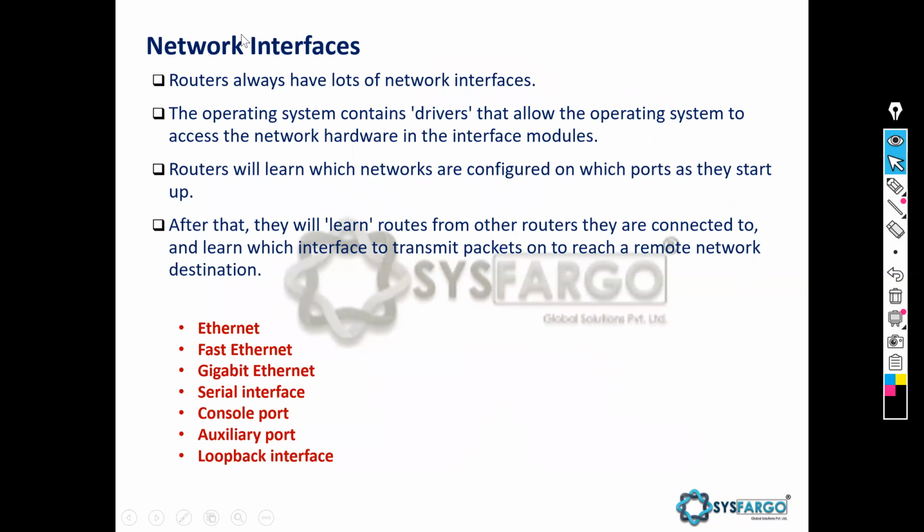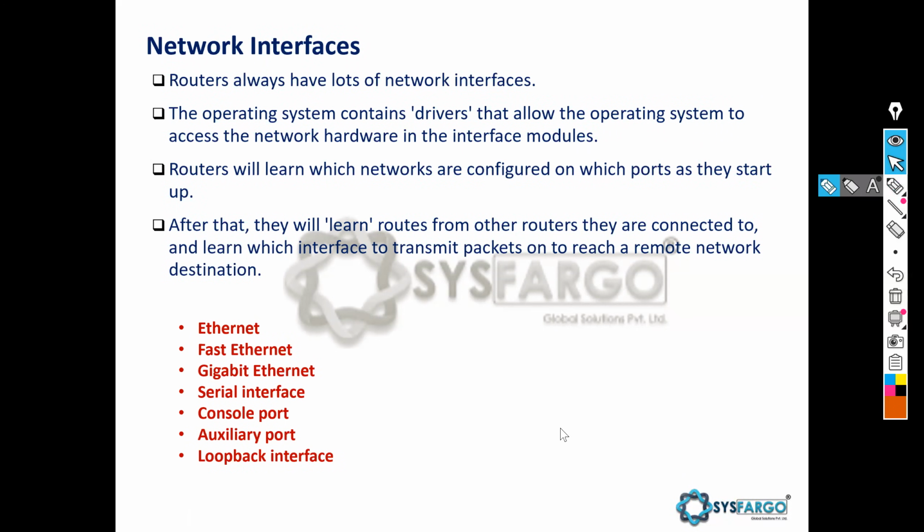Okay, next, network interfaces. That's very important. There are different types of ports we have: Ethernet, Fast Ethernet, Gigabit, serial, console, auxiliary, loopback interface. So what exactly are these ports and why do we require them?